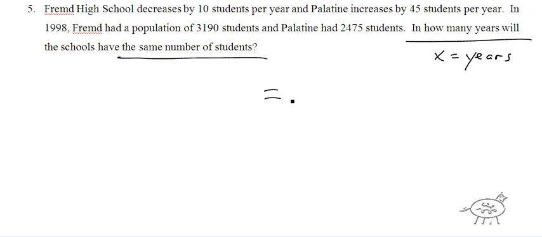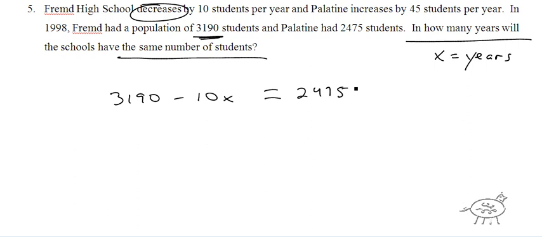That's the deal. Okay, so here's a key word, guys. It decreases by 10. So Fremd right now has 3,190 students, and it's decreasing by 10 per year: 10x. Palatine has 2475, and they are increasing, here's increasing, by 45 students per year. That's the setup for that one, okay?